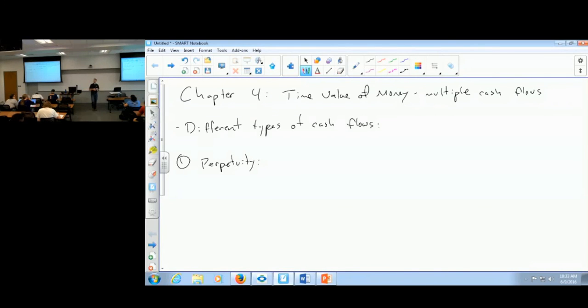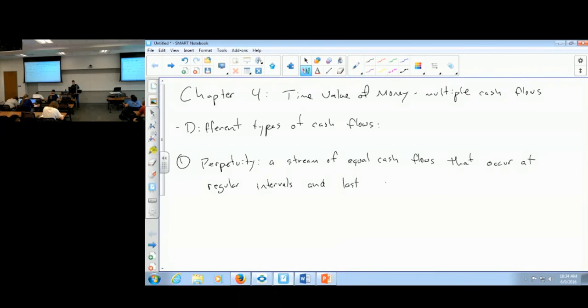It's a cash flow stream that happens in equal intervals, and it lasts forever. It goes on forever, it never stops. All right. So let's define this thing first. Let's use the book's definition: a stream of equal cash flows that occur at regular intervals and last forever.